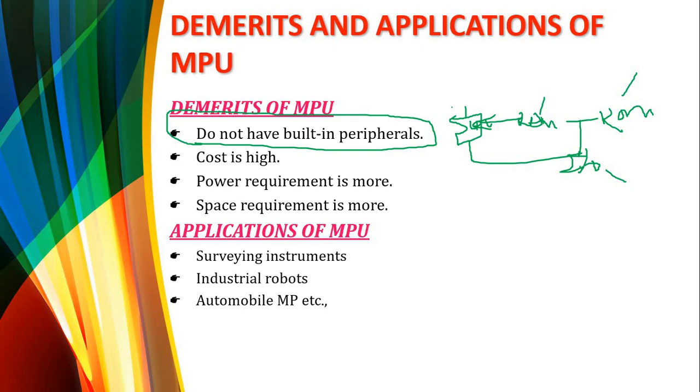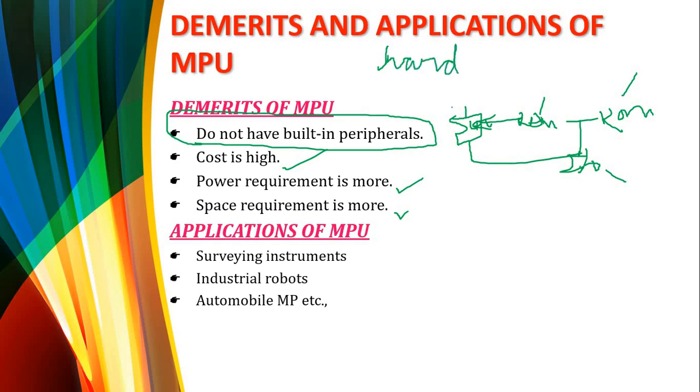So its construction is bulky and its cost is high. It requires more power and the space requirement is more. And in a microprocessor unit, as secondary storage, we can use a hard disk drive.